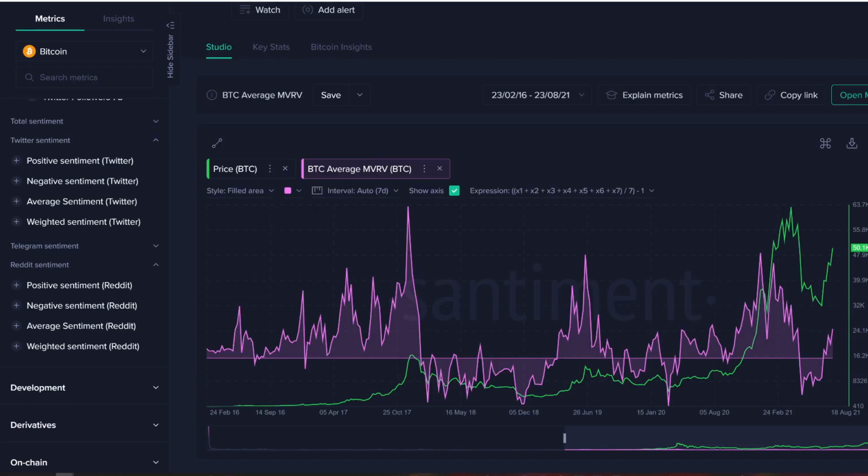Another one I've done is average MVRV. So you'll see here the expression where it has 7 different types of formulas that are all representing different time framed MVRVs. We have the 1-day MVRV, 7-day, 30-day, 60-day, 90-day, 180-day, and 365-day MVRV, dividing them by 7 to get the average, subtracting by 1 to give it kind of a ratio where positive in this case means it's overbought, negative in this case means it's oversold and a good buy opportunity.